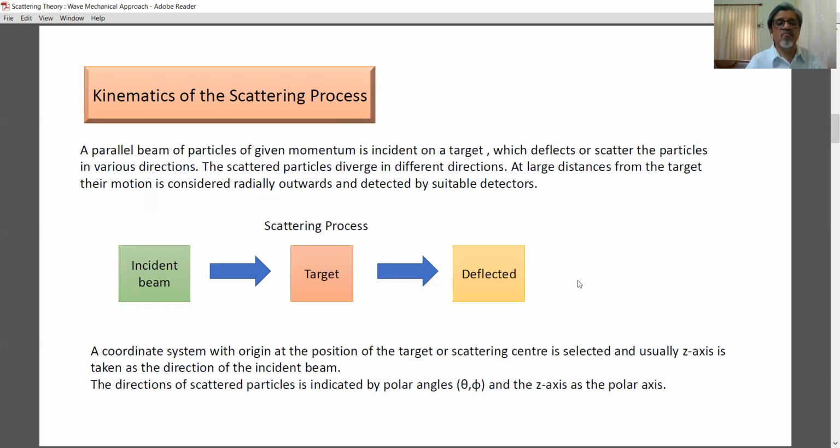Now, a coordinate system with origin at the position of the target or scattering center is selected. Usually the z-axis is taken as the direction of the incident beam. So we are taking the z direction as the incident direction. The directions of the scattered particles are indicated by polar angles theta and phi, and the z-axis is the polar axis. That indicates that we are using a spherical polar coordinate system to describe the scattering phenomenon.